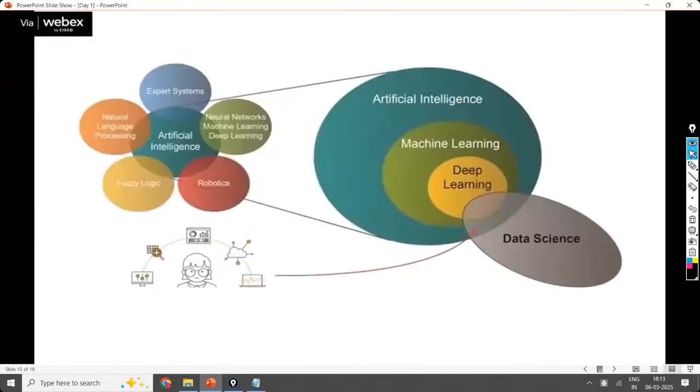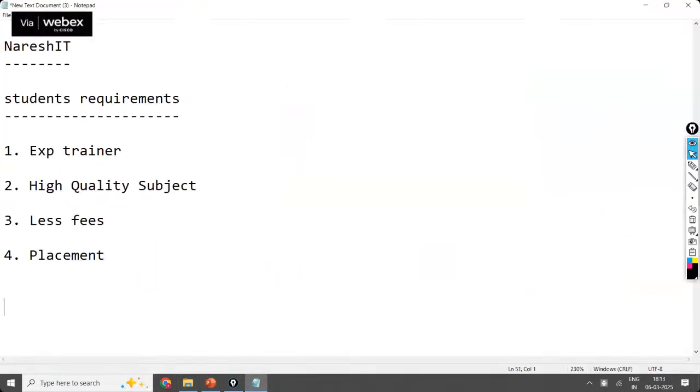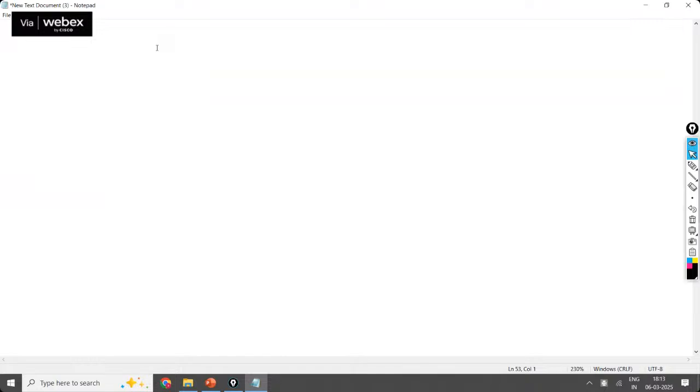Right? Now, here we are going to apply different concepts like artificial intelligence, machine learning, and deep learning. Here we have three different things. One is called data analytics. One is called ML, machine learning. And one is called artificial intelligence.